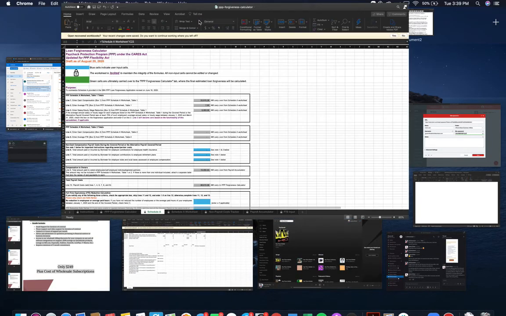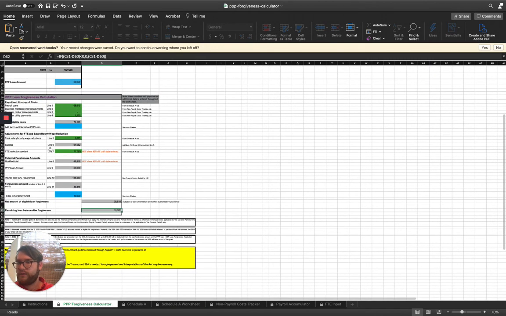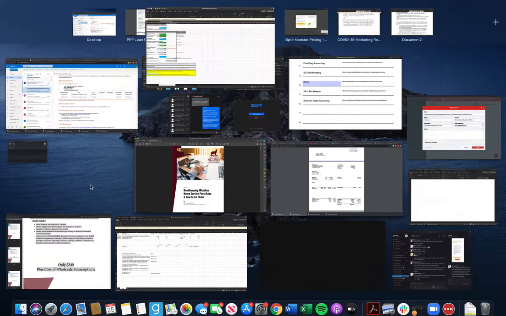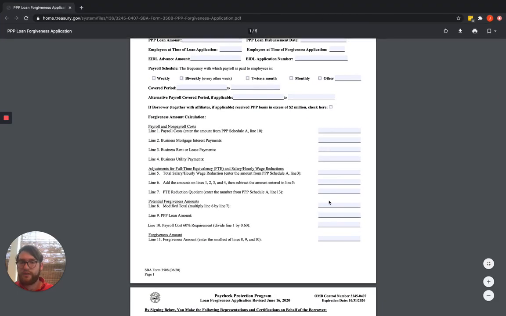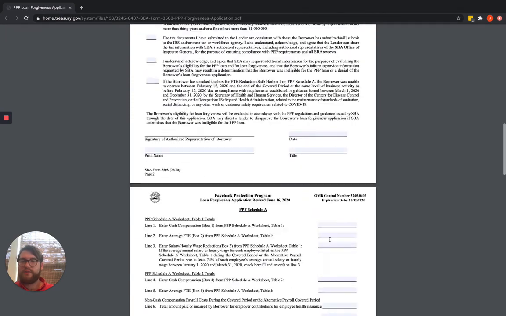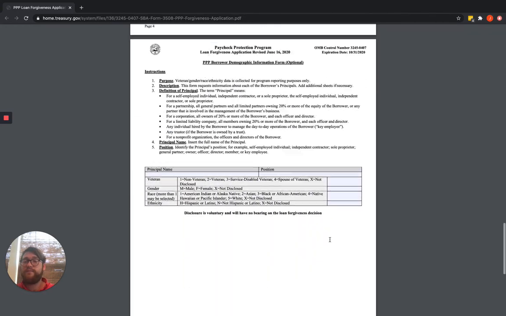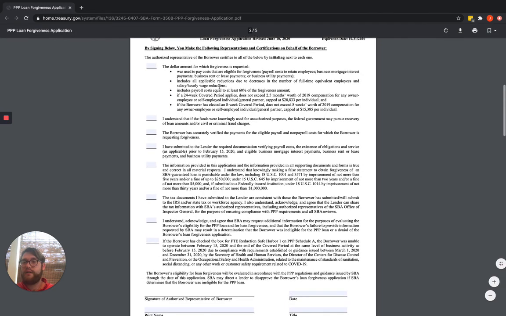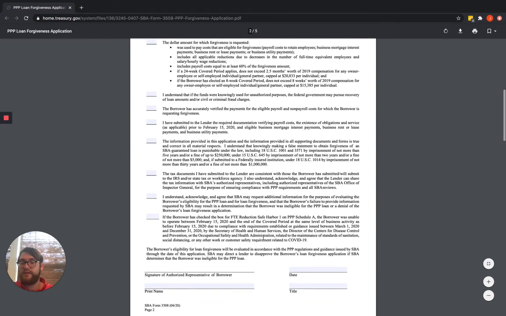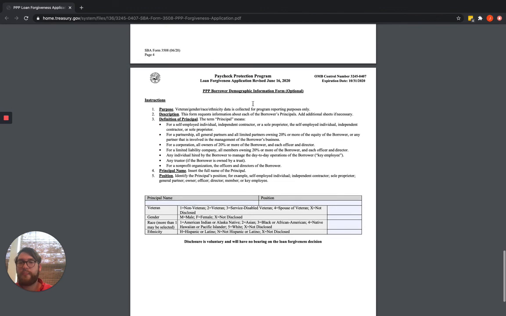We would then come up here, and this is going to be this PPP forgiveness calculator. Line 1, 2, 3, they're all numbered for you, so it's nice and easy, so that you can put all of that information in right where it's supposed to go. And then you're going to be able to submit this and get the maximum forgiveness that you can. Now, just like the other form, you've got to go ahead and check off all of this information here saying, I agree to everything, initial it, sign it, etc. And you'll also need to come down here and put in your demographic information.